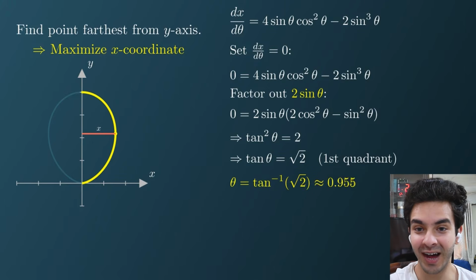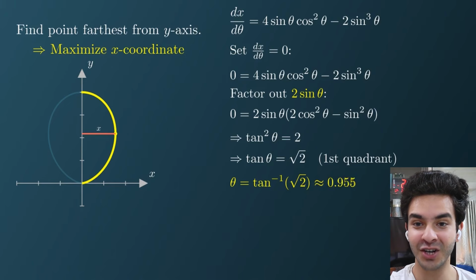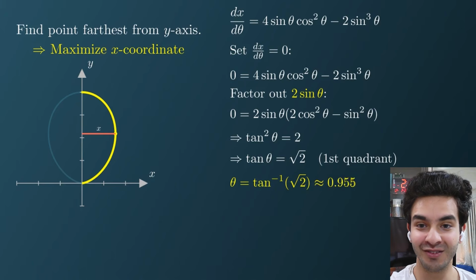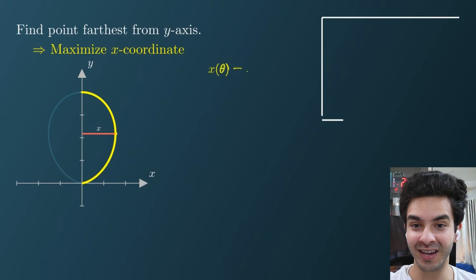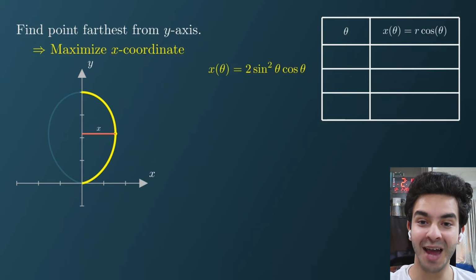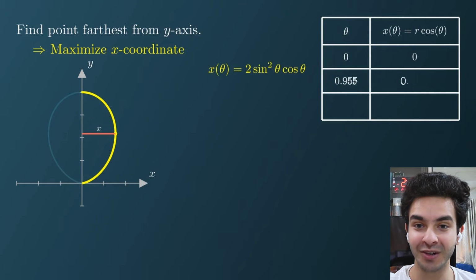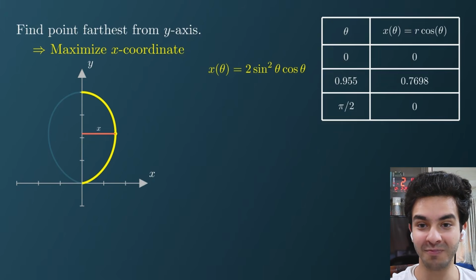Now we just need to justify that this value of theta will actually lead to a maximum point. In other justification methods, you might have to calculate a second derivative or consider when the derivative is positive and negative. But for us, it's just really simple. All we have to do is take our value of theta and the values of the endpoints and plug them into our formula for the x coordinate here. And then just see which one is biggest.